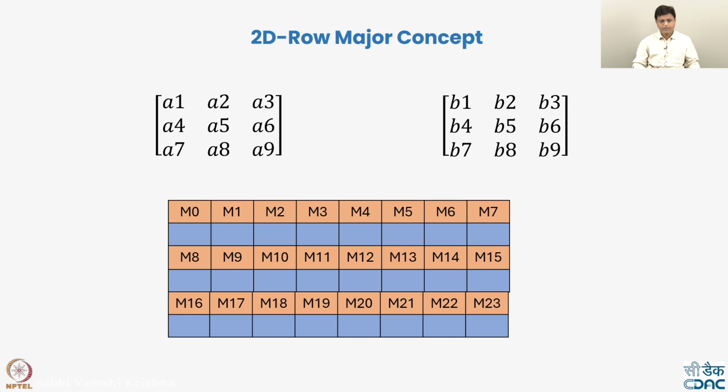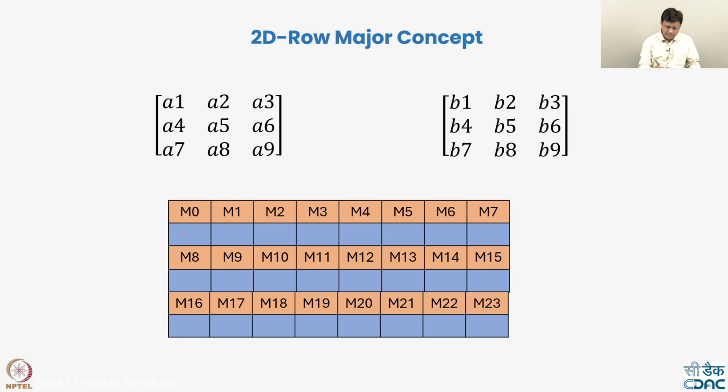Before proceeding further, I will give you some practice so that you can develop your understanding of row major order and column major order. When you have two matrices of 3 by 3 and you want to store them in these memory locations, how are they going to be stored? You are using the row major concept, meaning the language supports row major order only.